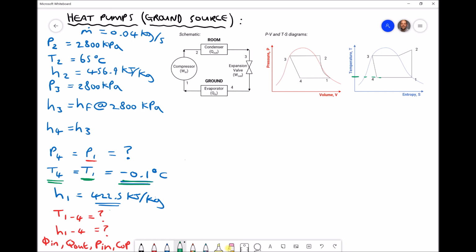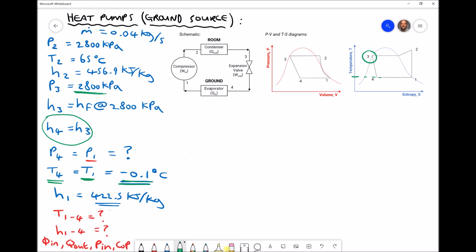So now we're going to focus on position 3. Once we have the enthalpy at position 3, we know that the enthalpy at position 3 and 4 is the same. So how do we find the temperature and enthalpy at position 3? Well, as we said earlier, we know the pressure at position 3. We know that the pressure at position 3 is 2,800 kilopascals.